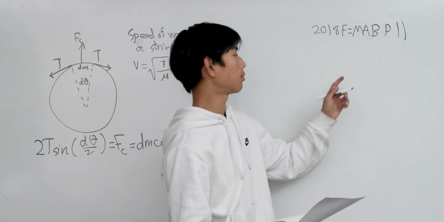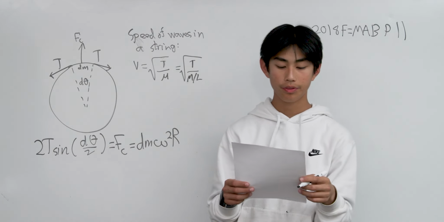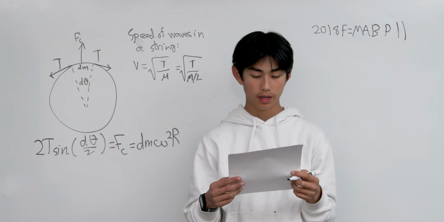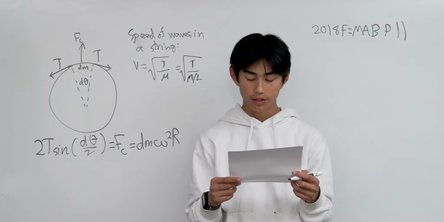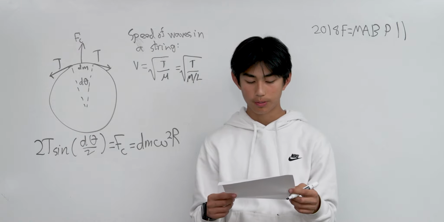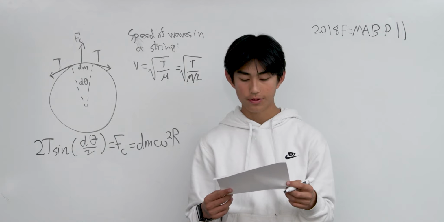We're solving problem 11 from the 2018 F equals MA exam B. A circle of rope is spinning in outer space with an angular velocity omega sub 0. Transverse waves on the rope have speed v0 as measured in a rotating reference frame where the rope is at rest.